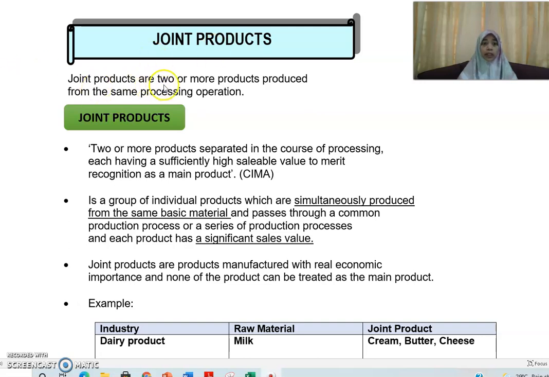Joint products are two or more products produced from the same processing operation. Based on the CIMA definition, they are two or more products separated in the cost of processing, each having a sufficiently high saleable value to merit recognition as a main product. So they are from the same processing operation, and each of these products will have high saleable value.